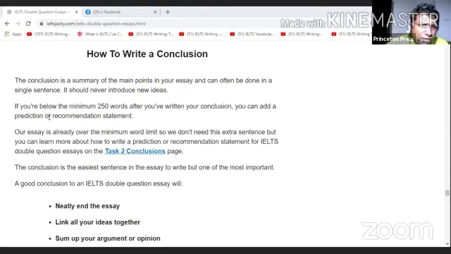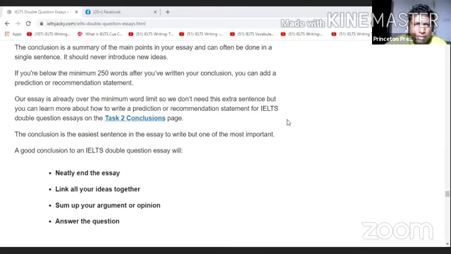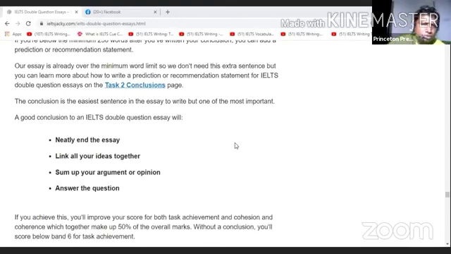If you're below the minimum 250 words after you have written your conclusion, you can add a prediction or recommendation statement. If you see that you haven't been able to complete 250 words, then add a prediction or recommendation. Other than that, there's no need. Our essay is already over the minimum word limit, so we don't need this extra sentence, but you can learn more about how to write a prediction or recommendation statement for IELTS double question essays on the task 2 conclusion page.